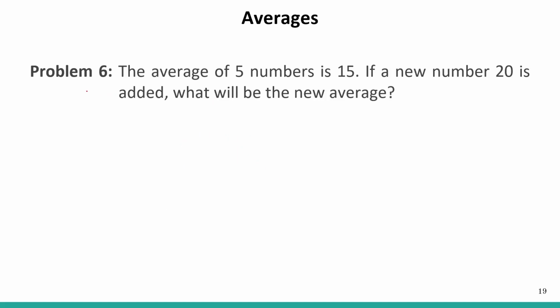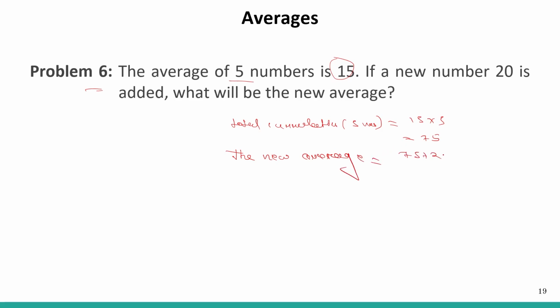So let's go forward with question number 6. The average of 5 numbers is 15. So the total cumulative of 5 numbers is equal to what? 15 into 5 is equal to 75, right? If that is equal to 75 and 20 is added now, then what will be the new average? So the new average is equal to 75 plus 20 by 5 plus 1, because a new one is added to it. So this is equal to 95 by 6. So this will be the new average.